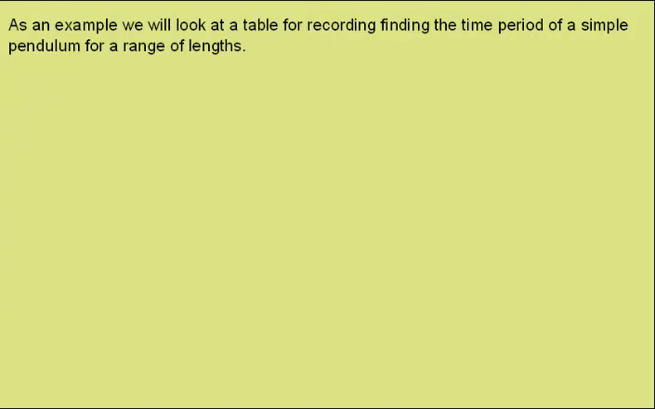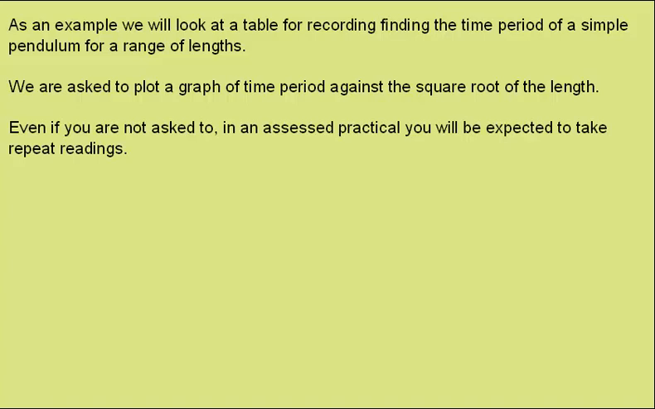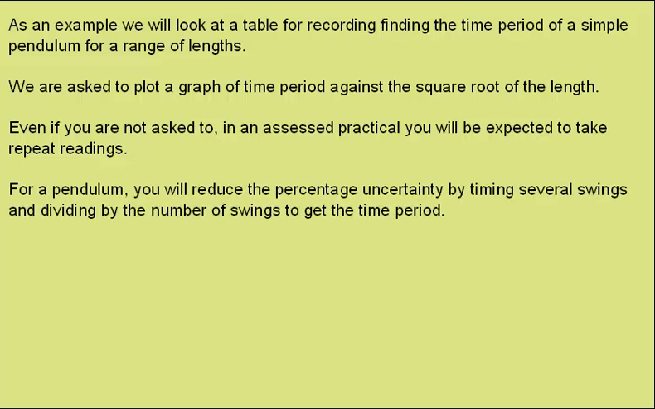As an example, we will look at a table for recording the time period of a simple pendulum for a range of lengths. We are asked to plot a graph of time period against the square root of the length. Even if you're not asked to, in an assessed practical you will be expected to take repeat readings. For a pendulum, you will reduce the percentage uncertainty by timing several swings and then dividing by the number of swings to get the time period for one swing.